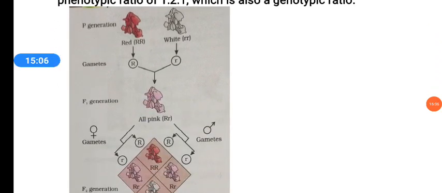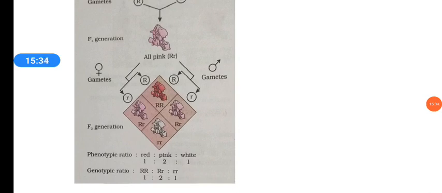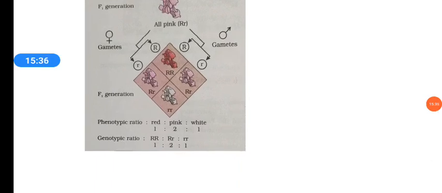See here the crossing of red flower and white flower. Red flowers are dominant and white flowers are recessive. In the F1 generation, the red flower plants may form, but instead of red they form pink color. The pink color heterozygous flower plants are self-pollinated. Then we get the F2 generation. One is red, the remaining two are pink, and one is the recessive one. The phenotypic ratio and genotypic ratio are both the same.